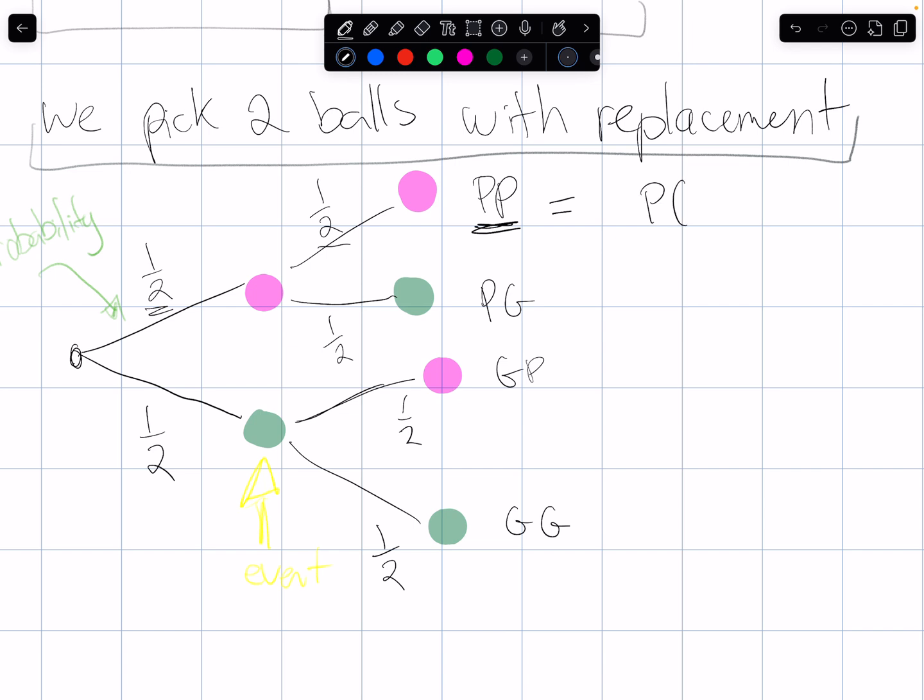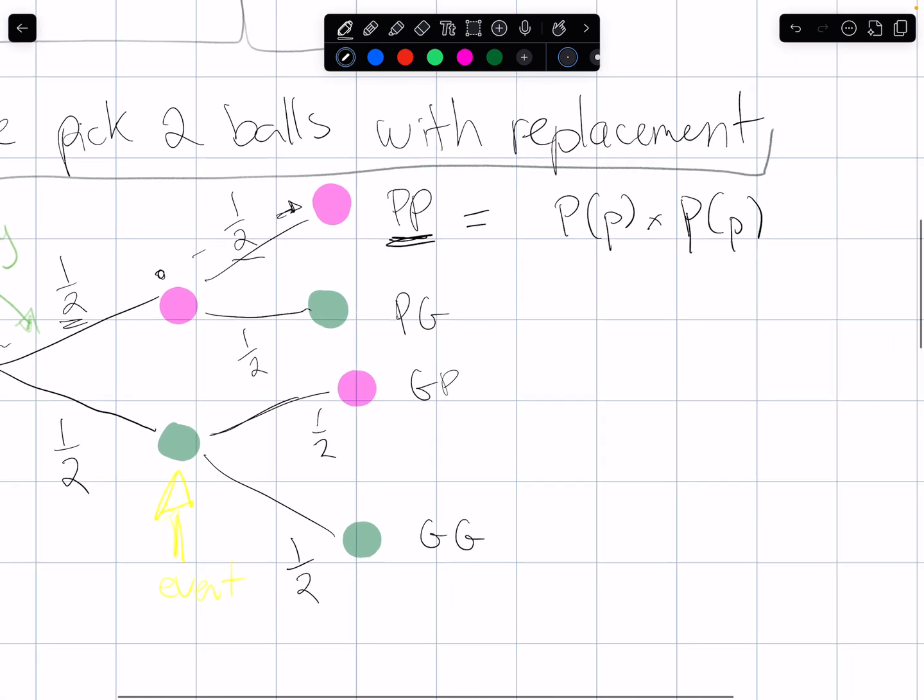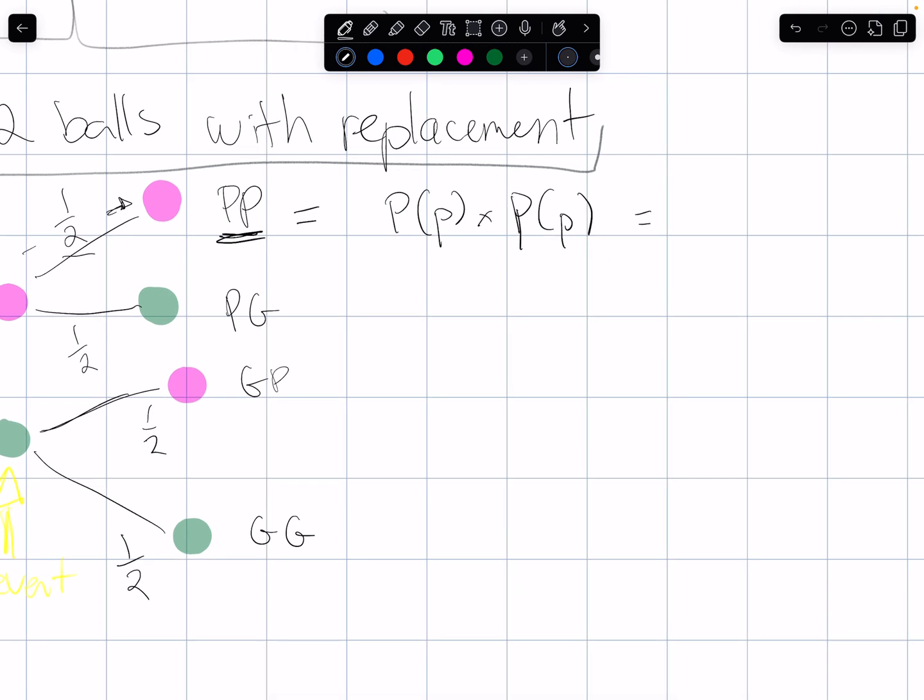Probability of getting our first pink. Maybe I'll use there. And then we need to go along. So we've gone through here, we've landed here. Now I need to say, okay, what's my probability of getting this pink? That's also a half. So I need to go up the chain, multiplying each time. So these 2 probabilities we move across. It's equal to half times a half, which is a quarter.